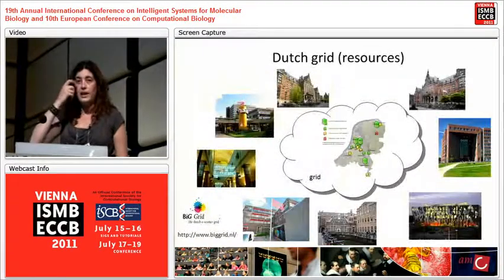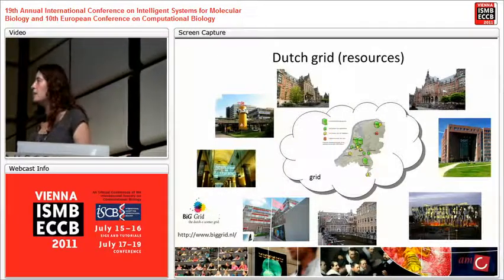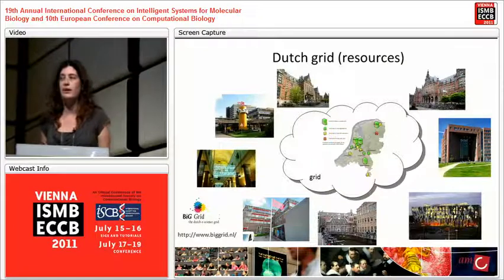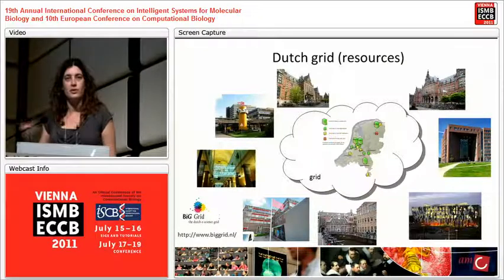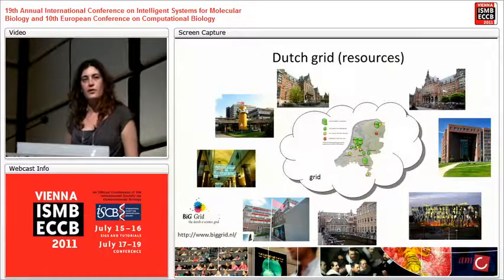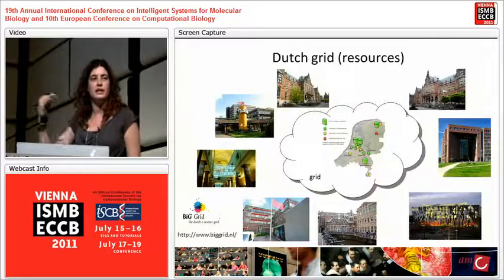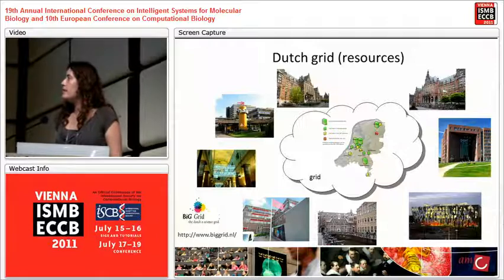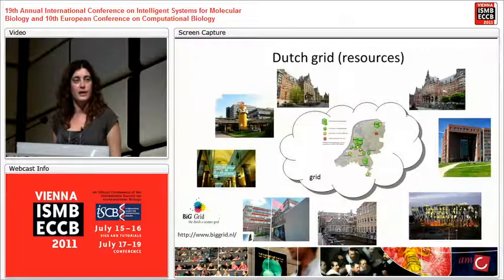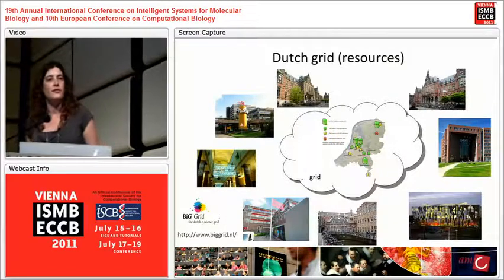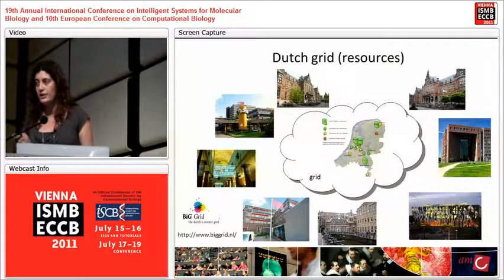So in the Netherlands we have the Dutch grid, which is rolled out by the Big Grid project, and it is part of a larger international grid. And at the moment most users are from high energy physics, but you see an increase of life scientists using this grid as well. So in this project, several clusters and servers were installed at different universities and some companies and other institutes. And all these servers are connected via a very high-speed internet connection.